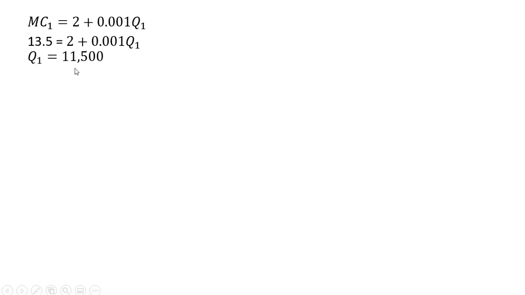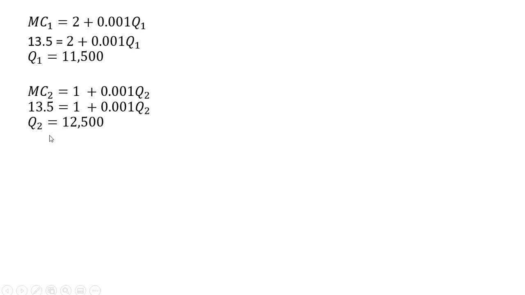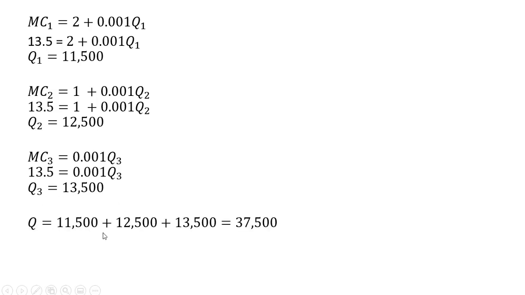In plant 1, we'll produce 11,500 units. Setting marginal revenue equal to marginal cost for plant 2. Solving for the output in plant 2, we get 12,500 units. And doing a similar thing for plant 3, marginal revenue equals marginal cost, we get 13,500 units. So the total level of output, output from plant 1, plant 2 plus plant 3 gets us back to that 37,500 we found earlier.